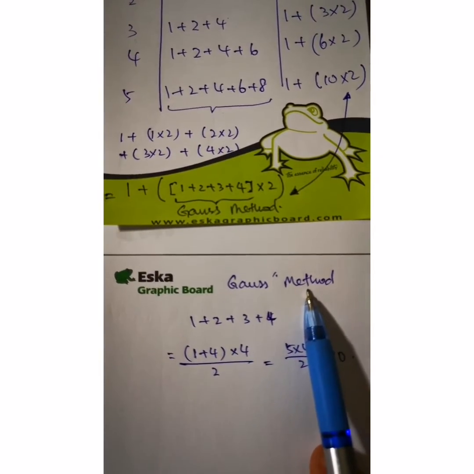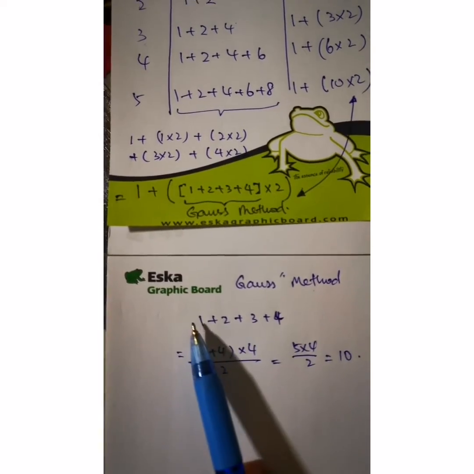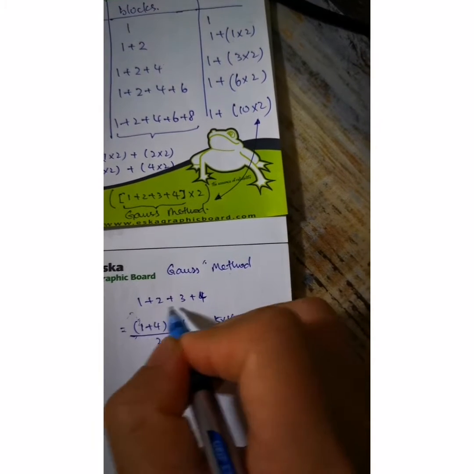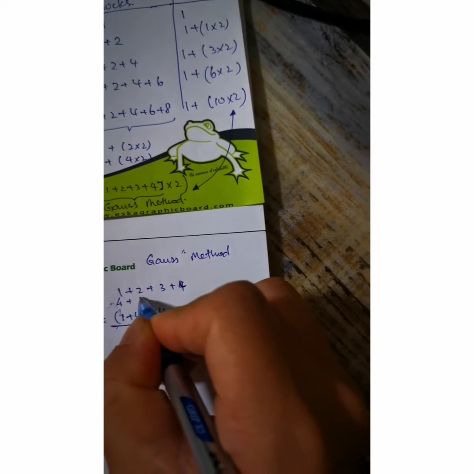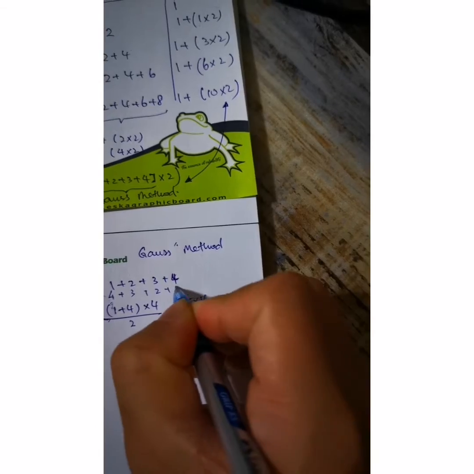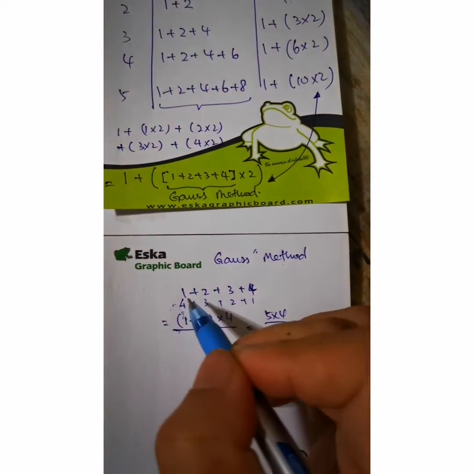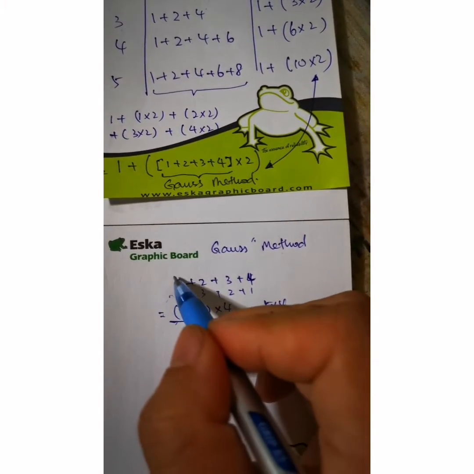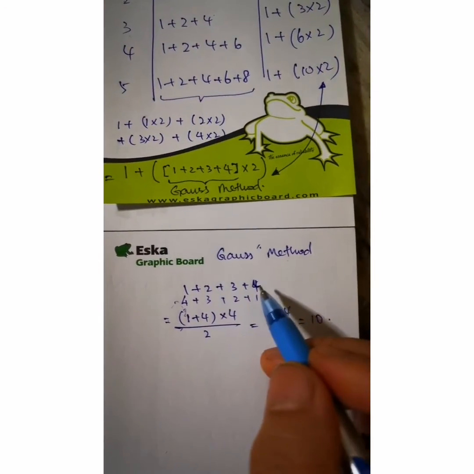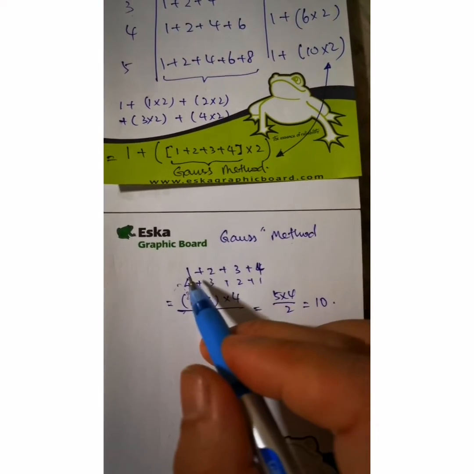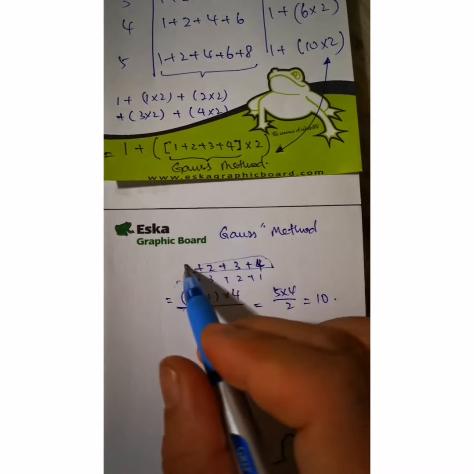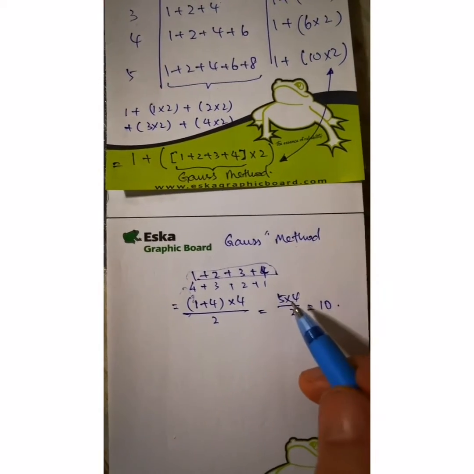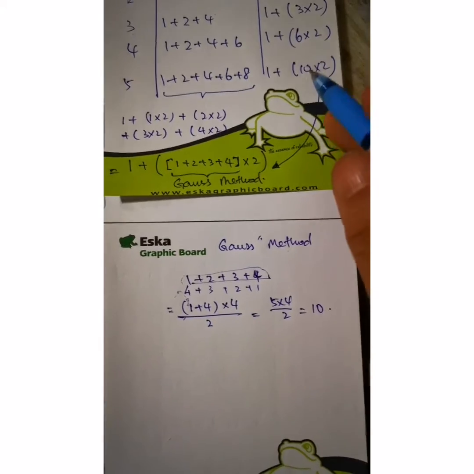Gauss method is, for example, if I put another layer of the same numbers, but I reverse the direction, then each one will have 5. 1 plus 4 equals 5, right? So each one is 5, and then I have 4 groups, so that's why times 4. But the actual one that we have is only this one, so I need to divide by 2. So that's why 5 times 4 divided by 2 equals 10, which is this one.